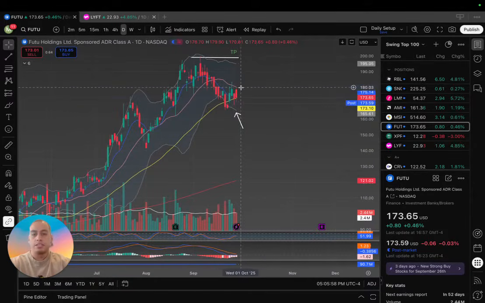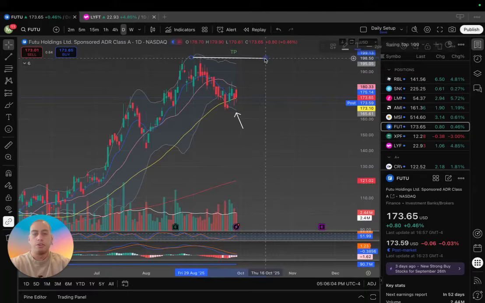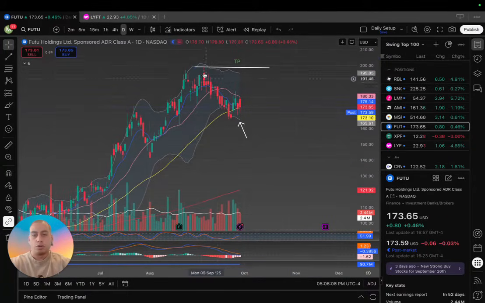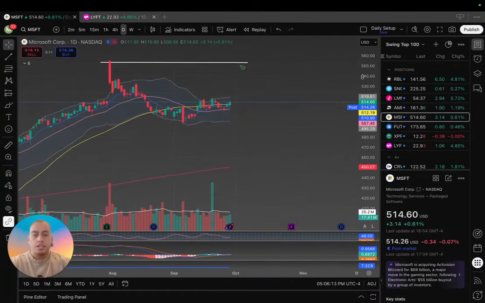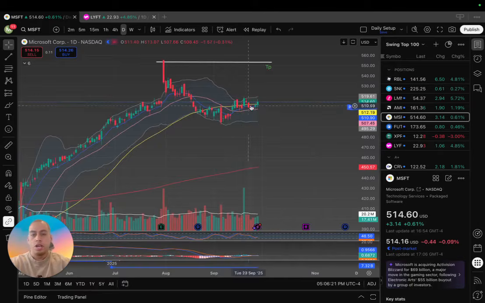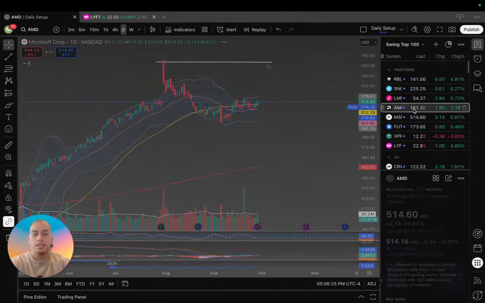The 20 SMA is our next resistance around 180. And then if we break that, we're going to continue going to our take profit around 190, 198. That's the top of the range where it started pulling back. Microsoft looking good. Consolidating in this range right here around 515, 510. Above the 50 SMA, you have the 9 EMA curling up right under the candle. I'm hoping for a continuation to the top of the range and take profits up there.